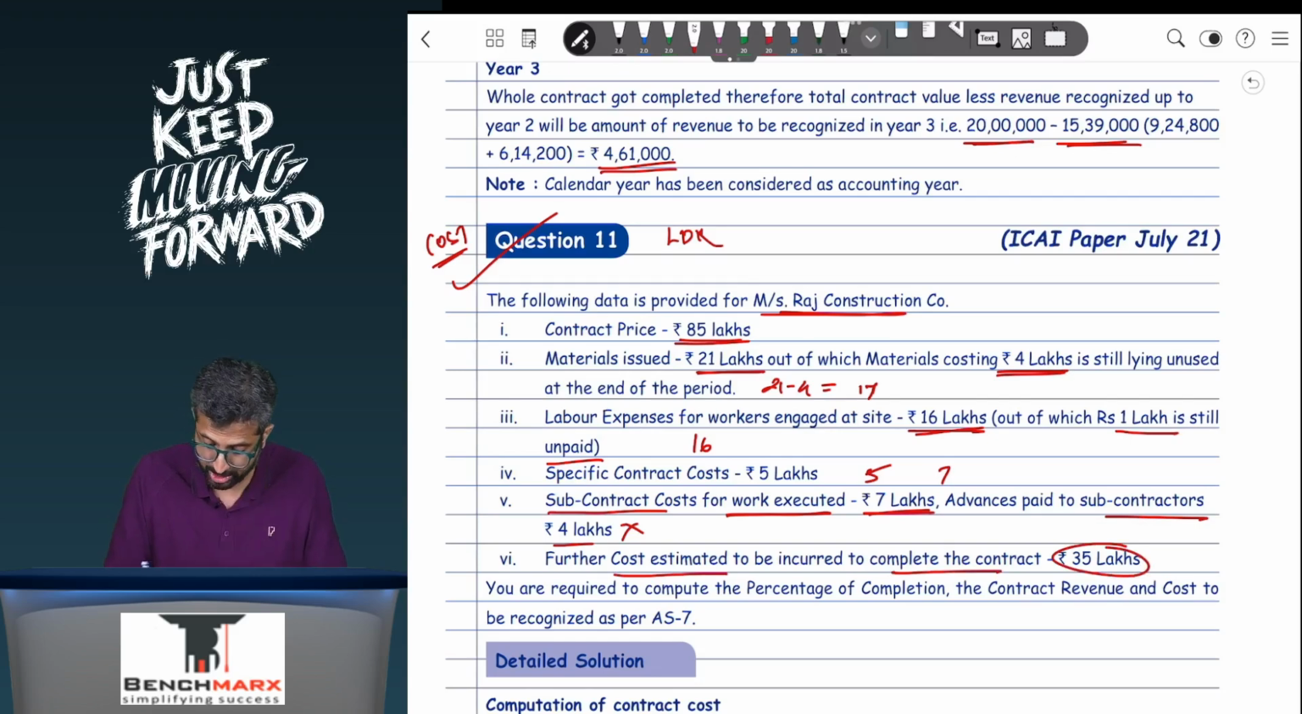This is additional cost. You are required to calculate the percentage completion, that is based on the cost incurred upon total estimated cost. So your cost incurred is 17 plus 16 plus 5 plus 7. So this comes to what? 17, 16, 5 and 7 comes to 45, upon 45 plus 35. I think this comes to 80. 45 by 80 in percentage comes to I think 56.25. This is your stage of completion.